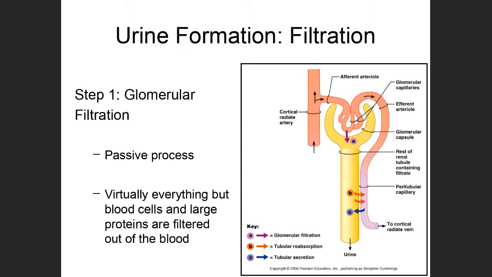So that's some general stuff about filtration. What I want to do next is talk about some specifics and some mathematical relationships that are controlling how much actually gets pushed out of the glomerulus during the process of filtration. Before we get into that, there's one last thing that I want to say. It's a term that you should be familiar with, and that term is filtrate. And the filtrate is basically everything that's being pushed out of the blood and into the renal tubule. So if it came out of the blood and it's in the renal tubule, we refer to that as the filtrate.